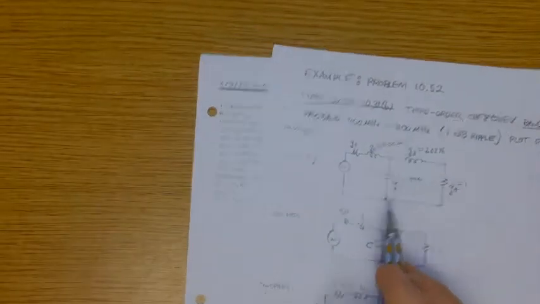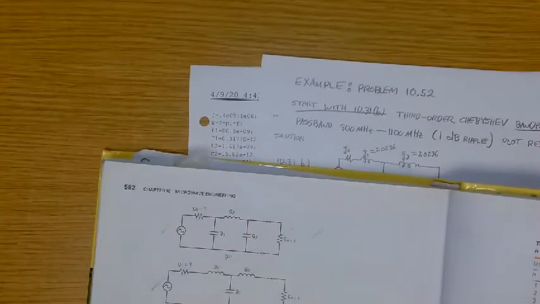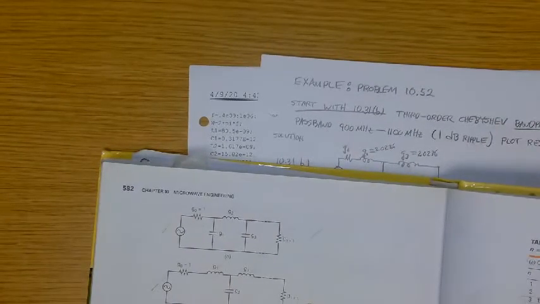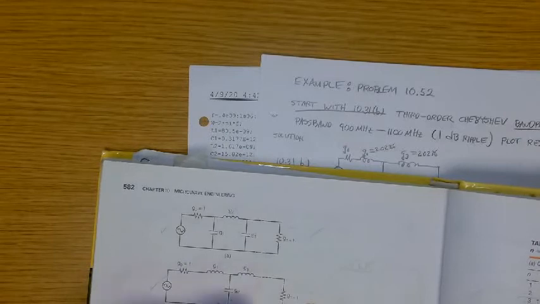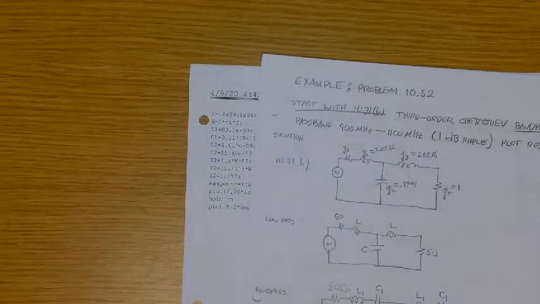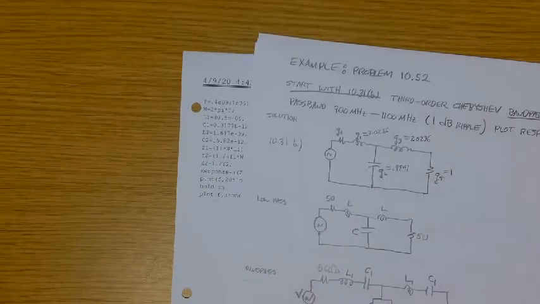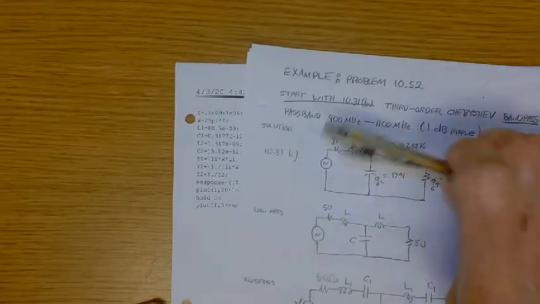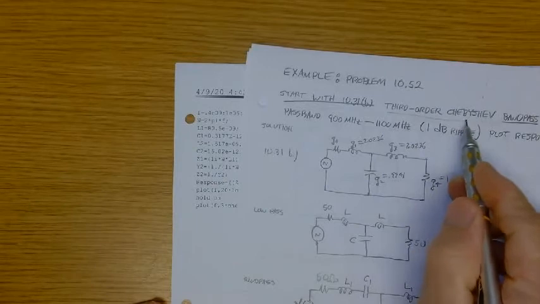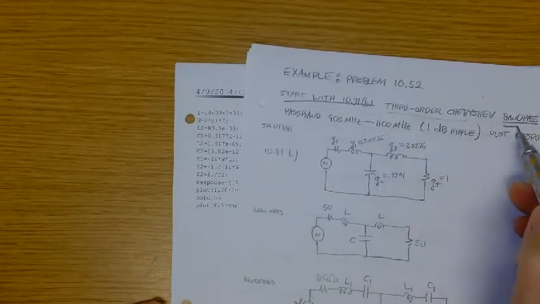So we want third order, and we're going to go for band pass this time. We want a 50 ohm system. And so our pass band is from 900 megahertz to 1100 megahertz, or 0.9 gig to 1.1 gig. And we're going to allow for 1 dB ripple, and that sends us to the right table.